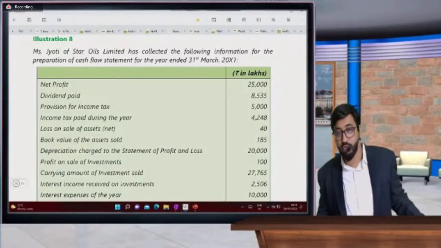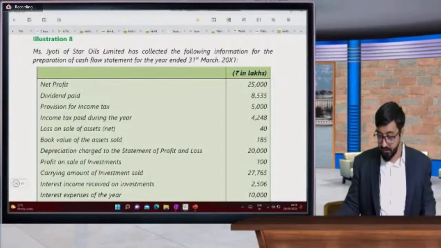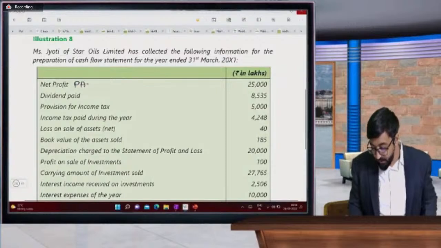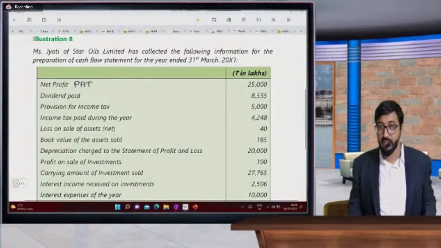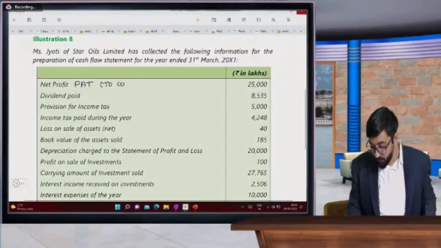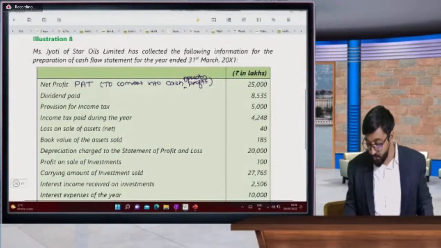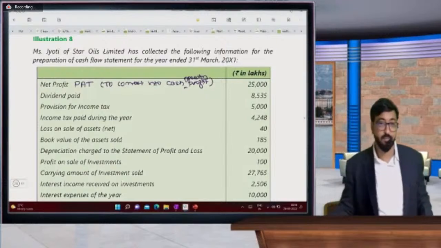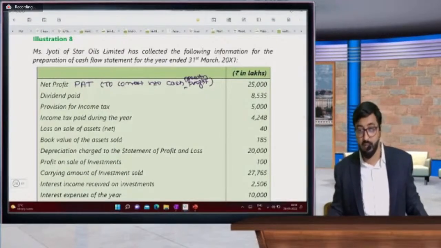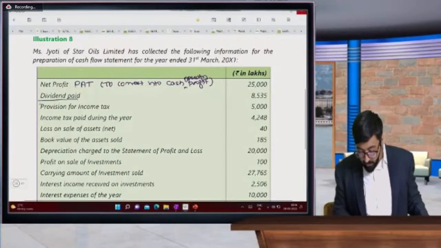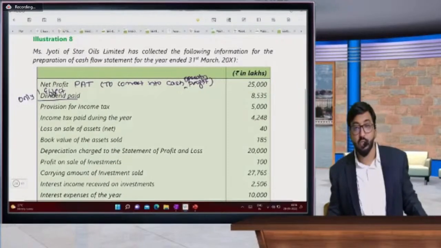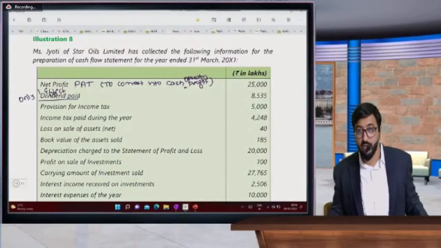So Messrs. Jyoti of Star Oils collected the following information. Net profit. Net profit is PAT. Why is it important? To convert into cash operating profit. So PAT is before dividend. So dividend paid has only one effect, because we started with PAT. So no need of dividend adjustment.